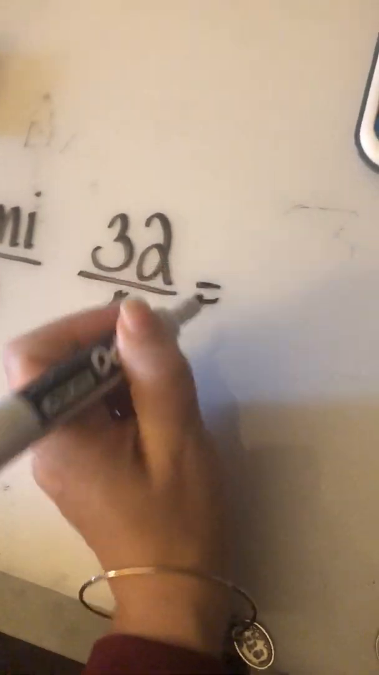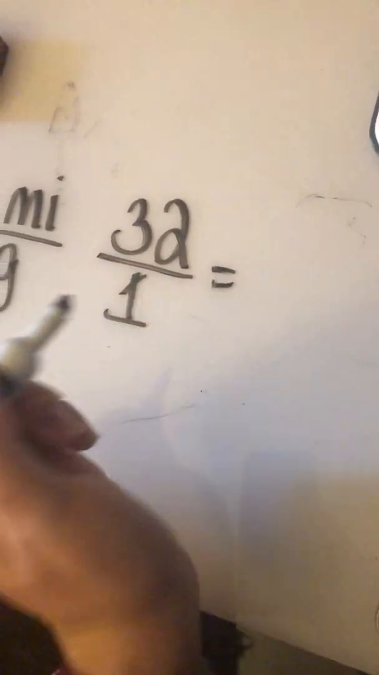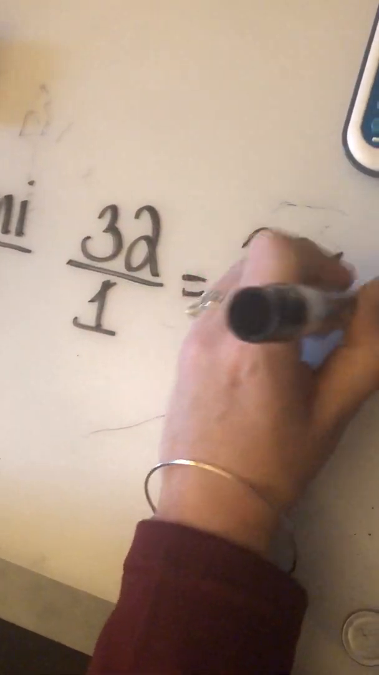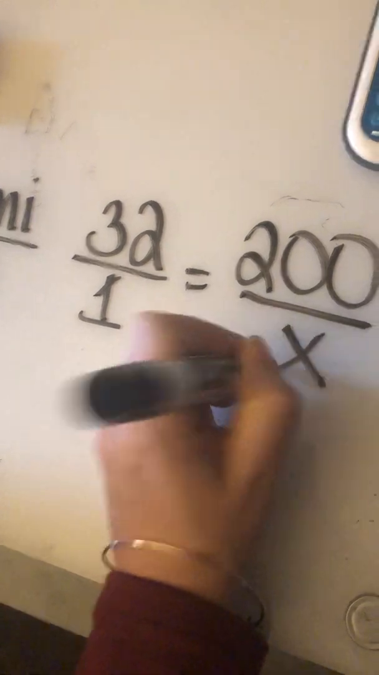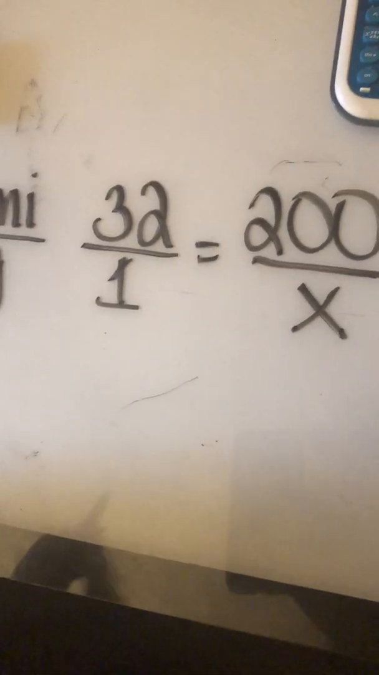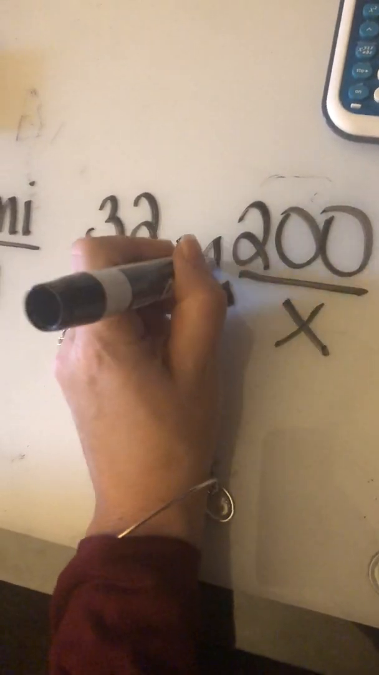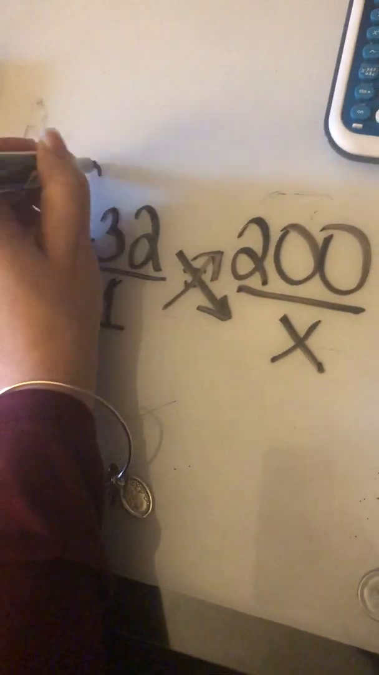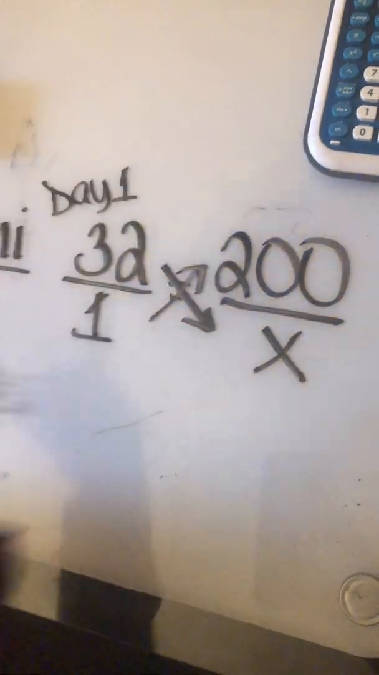And then I'm going to look at the first one that they tell us. He plans to travel 200 miles on day 1. My miles are my numerator. My gallons are my denominator. So again, here's our proportion. We would cross multiply and we would solve for x. This is for day 1.